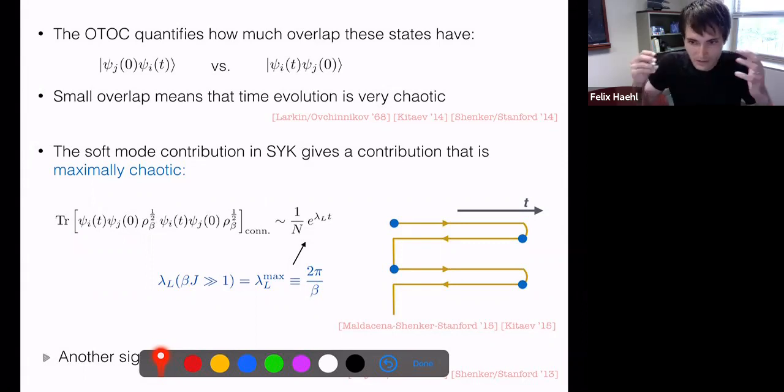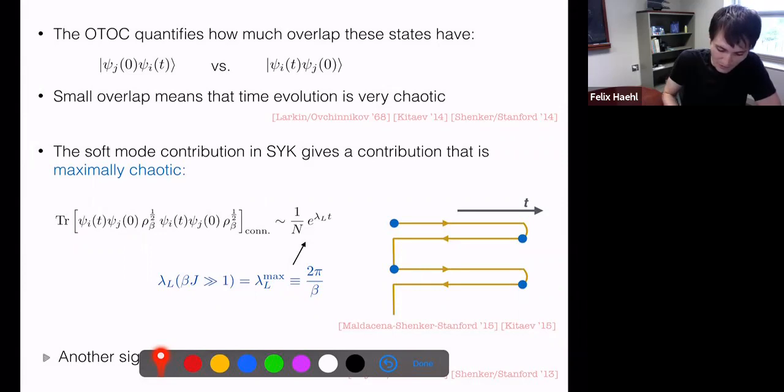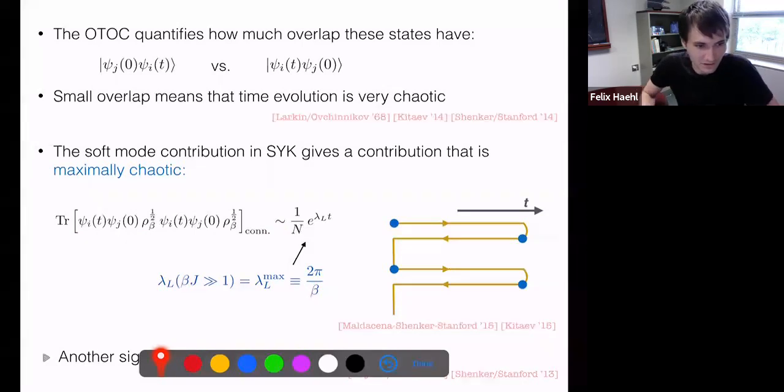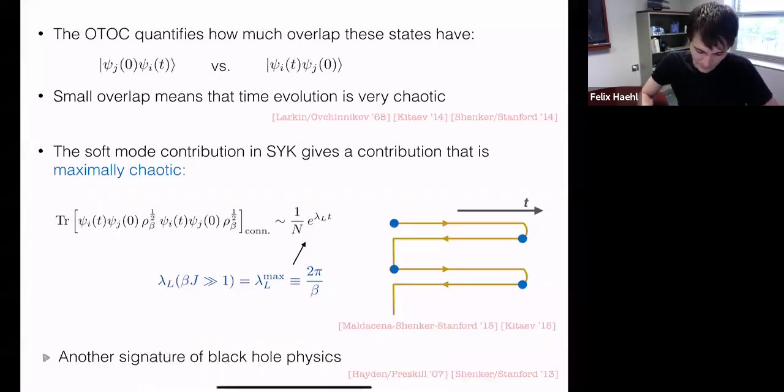But as you wait longer, and if the Hamiltonian time evolution is very chaotic, then even though these states were essentially the same at early times, they start differing a lot. And you see this in the growth of this connected contribution of this out of time order 4-point function. In particular, the growth will be exponential. That's going to be our signature for quantum chaotic evolution.